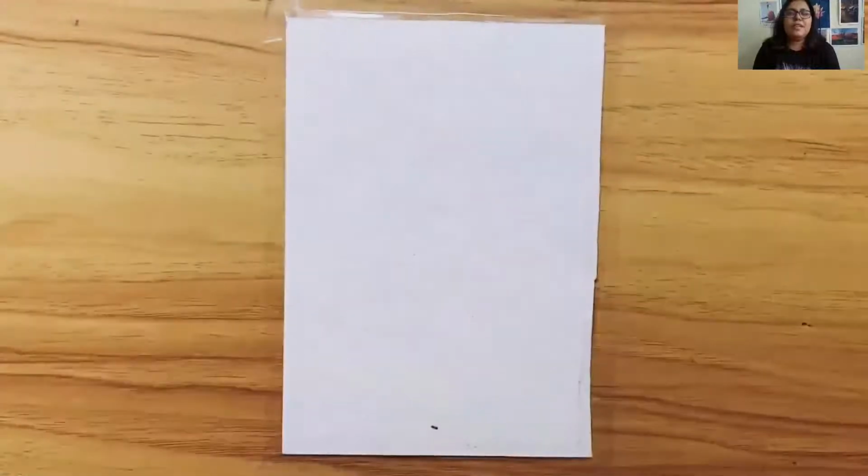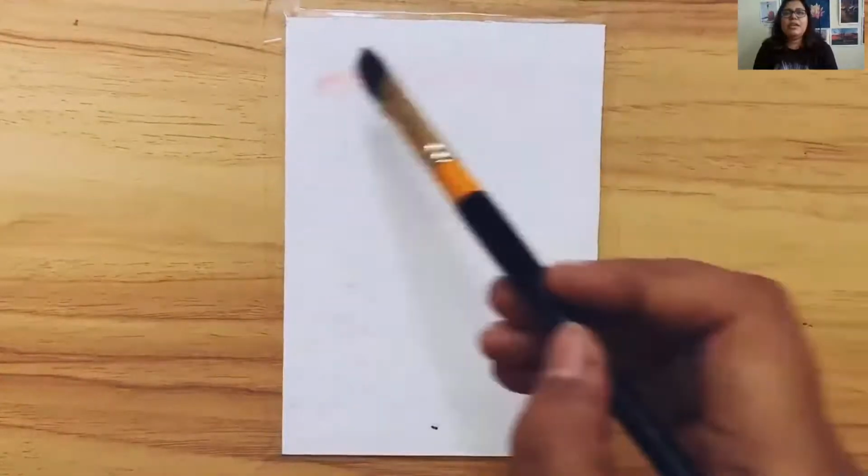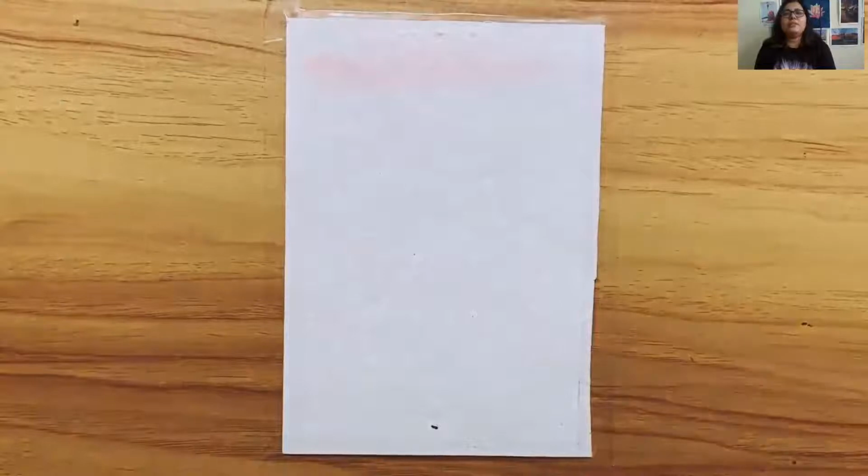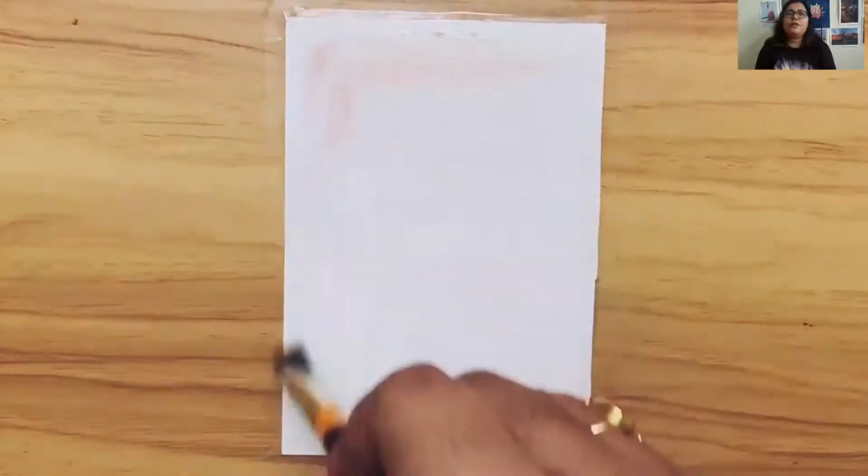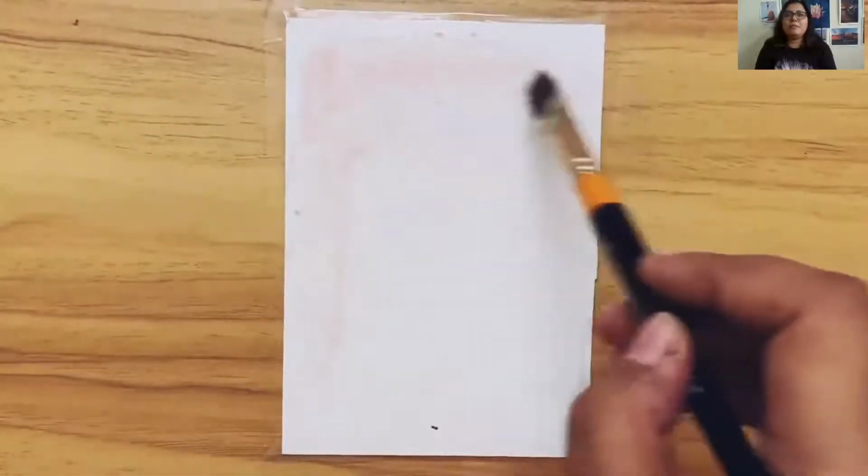Okay, we'll start off now. So just see here. I've taken a nice thick brush, and using that, like all other classes, we'll first moisten or dampen up the paper.